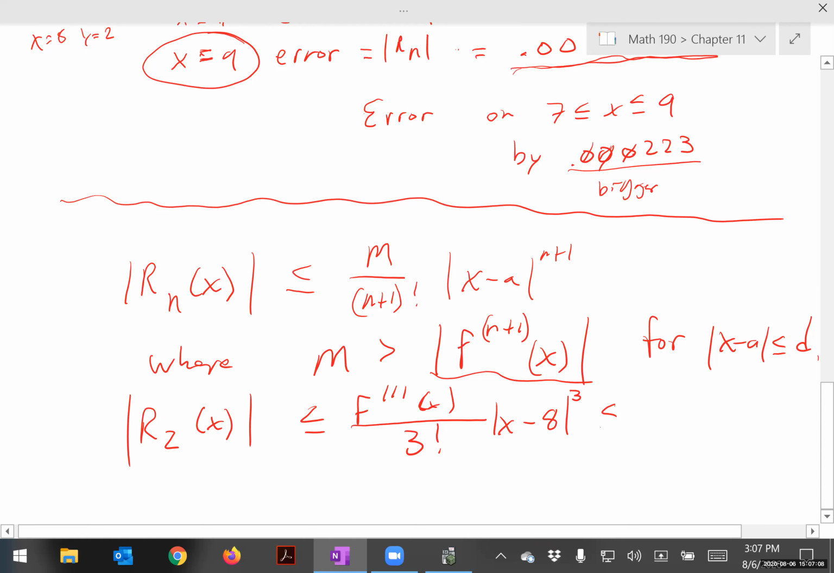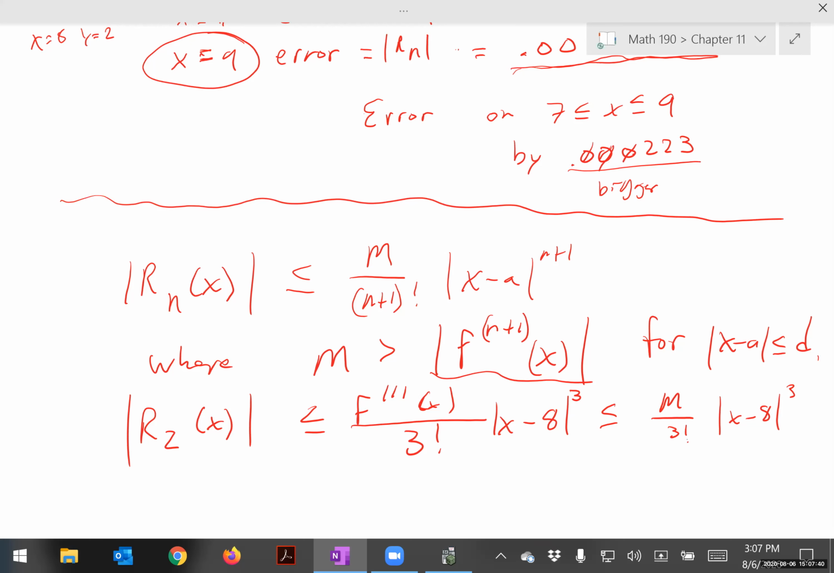Which is less than or equal to M over n plus 1 factorial, and then x minus a to the n plus 1. So this is, again, 3 and 3. So I'll plug in the numbers for our specific case. This is what it means. If I can find an M that is just slightly bigger than my third derivative evaluated at 8.